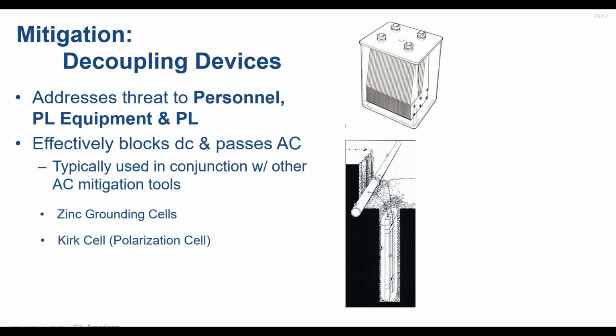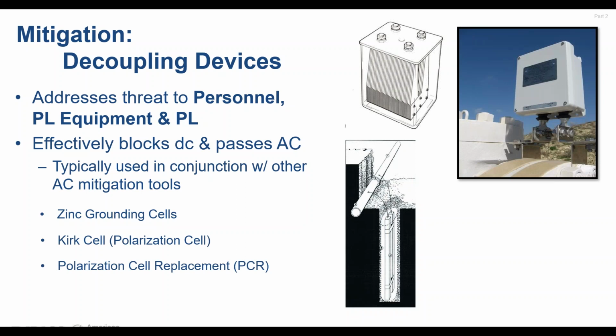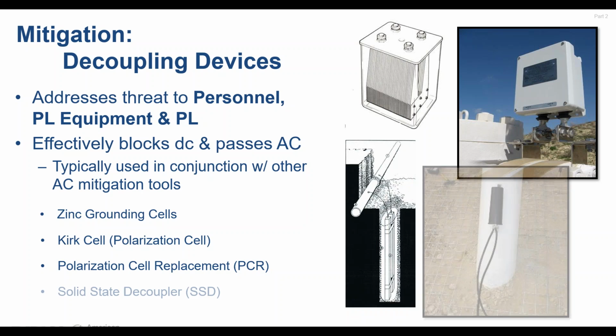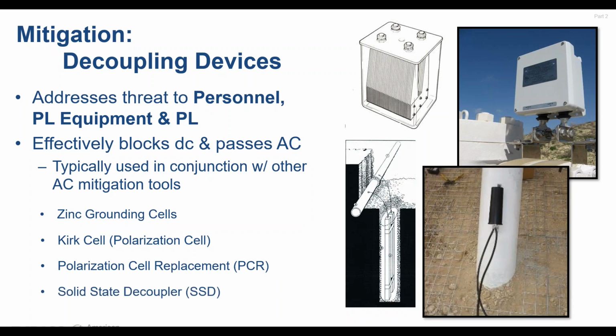From there, the industry saw Kirk cells or polarization cells come online. They were used for a number of years, and finally coming up with the polarization cell replacement, or PCR, that many of us see today. And then its little brother, the solid state decoupler, or SSD. So those are the two devices that you see in widespread use today.